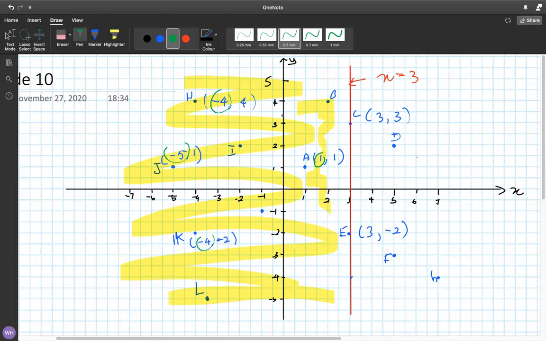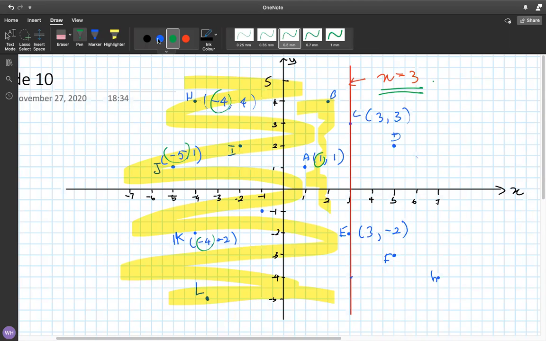So if you look at this region, you can clearly see that the value of x is less than the value here. The line has the equation x equal to 3, and every coordinate in the left hand side of this straight line, such as A, B, H, I, anywhere, has an x coordinate that is less than this value, which is 3.